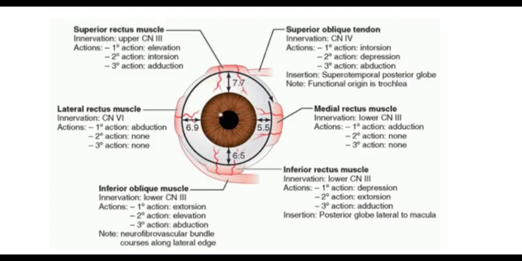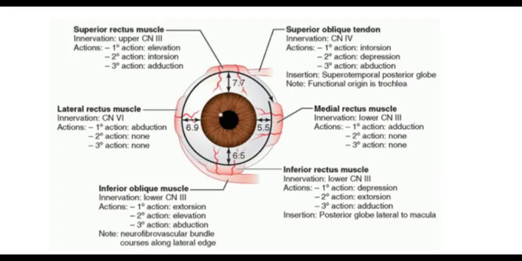Now, the superior and inferior oblique tendons have opposite primary and secondary actions, but they have similar tertiary actions. So what's the tertiary action of the superior and the inferior oblique muscle? Just recall that the tertiary action for both of them is abduction. It abducts the eye away.